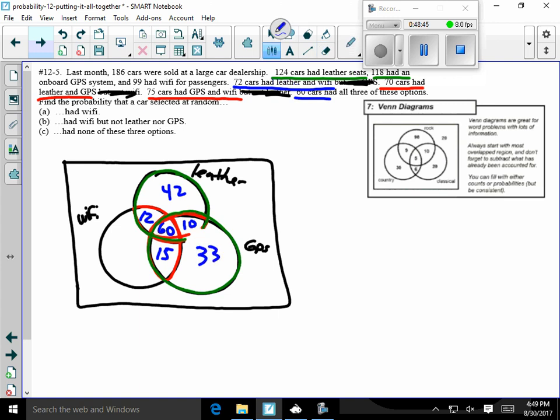33, okay? And then the last number like that is 99 Wi-Fi. So the circle for Wi-Fi has to contain 99. And we've already counted for 60, 15, and 12 of that. So when you subtract, what's left is 12.